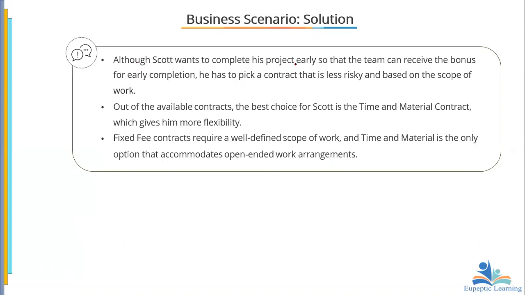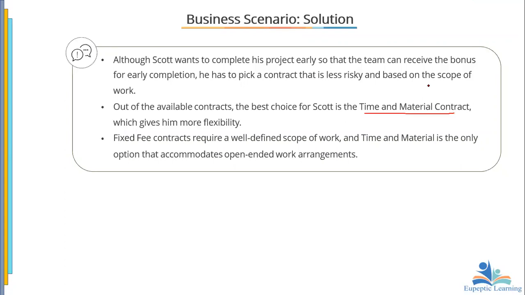Although Scott wants to complete his project early so that the team can receive the bonus for early completion, he has to pick a contract that is less risky and based on the scope of work. Out of the available contracts, the best that he can use is time and material contract. It gives him more flexibility. Fixed fee contract will require a well-defined scope of work, and time and material is the only option that accommodates an open-ended arrangement.